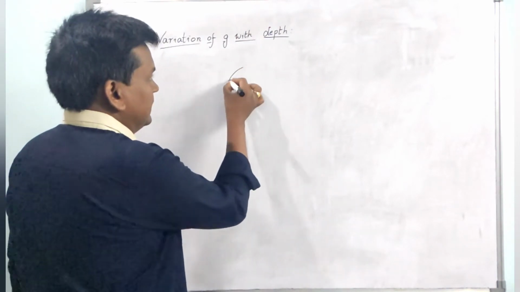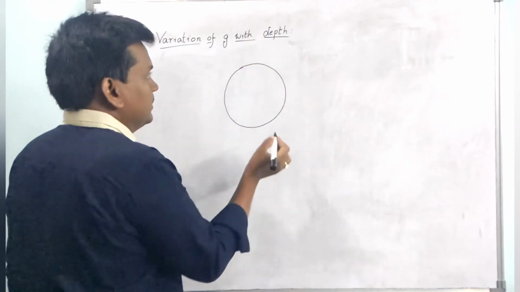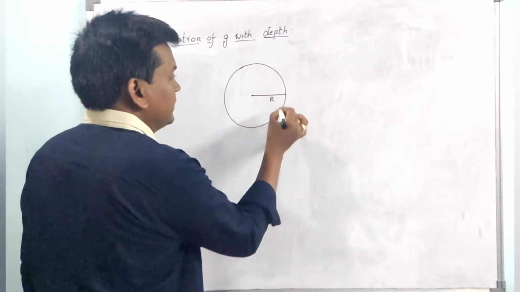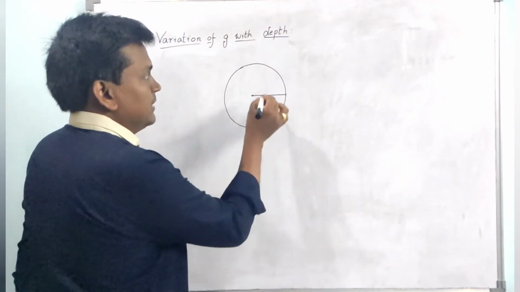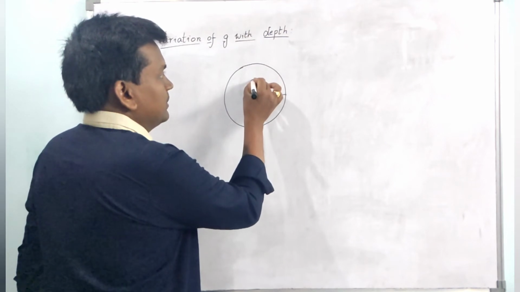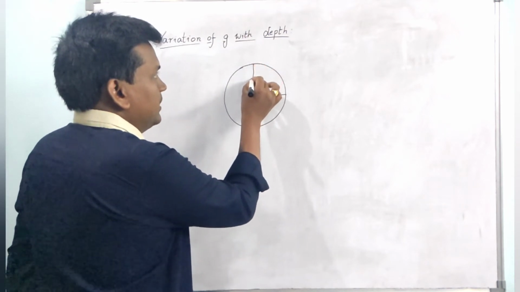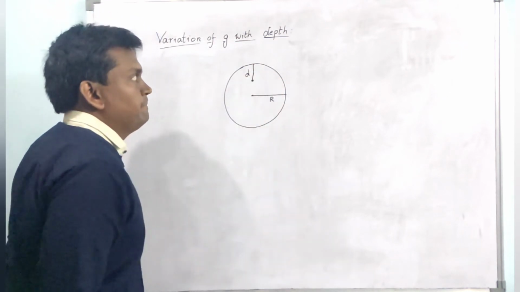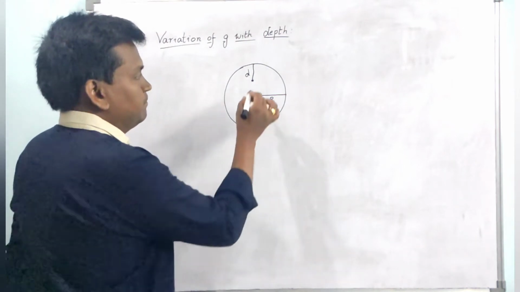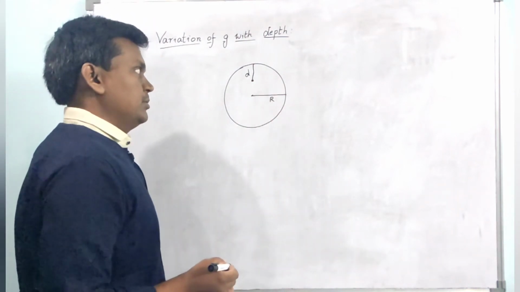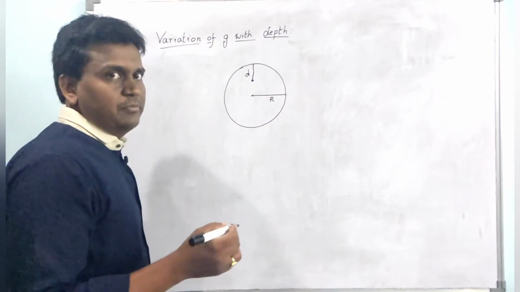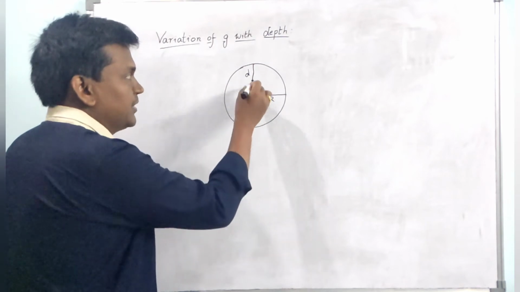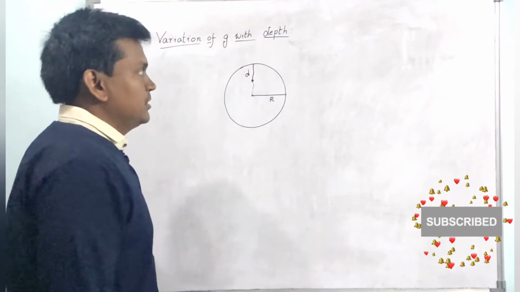So this is the earth and this is the radius of the earth, R. Now let us assume a mass is situated at some depth d. At some depth d, the mass is situated here. For that mass, a force will act towards the center.